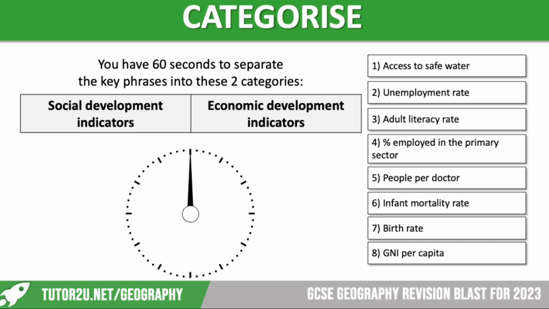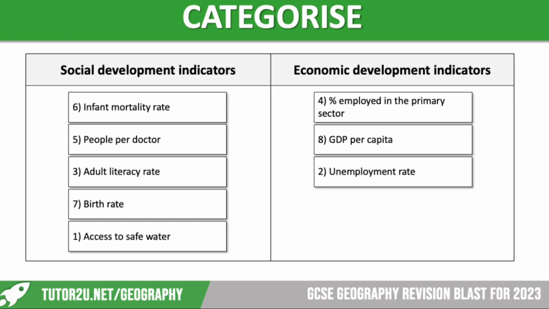Okay, how did we get on? So let's have a look at the correct answers. In terms of our social development indicators, we've got infant mortality rate, people per doctor, adult literacy rate, birth rate, and the access to safe water, leaving our economically developed indicators as percentage employed in the primary sector, GDP per capita, and the unemployment rate. If you got those all correct, well done.